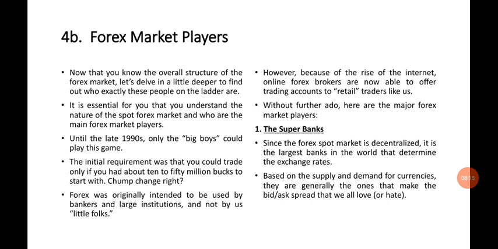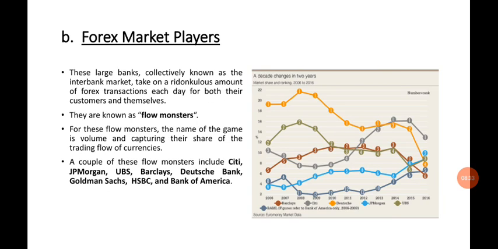1. The super banks. Since the forex spot market is decentralized, it is the largest banks in the world that determine the exchange rates. Based on the supply and demand for currencies, they are generally the ones that make the bid-ask spread that we all love or hate. These large banks, collectively known as the interbank market, take on a ridiculous amount of forex transactions each day for both their customers and themselves. They are known as Flowmasters or Flow Monsters.